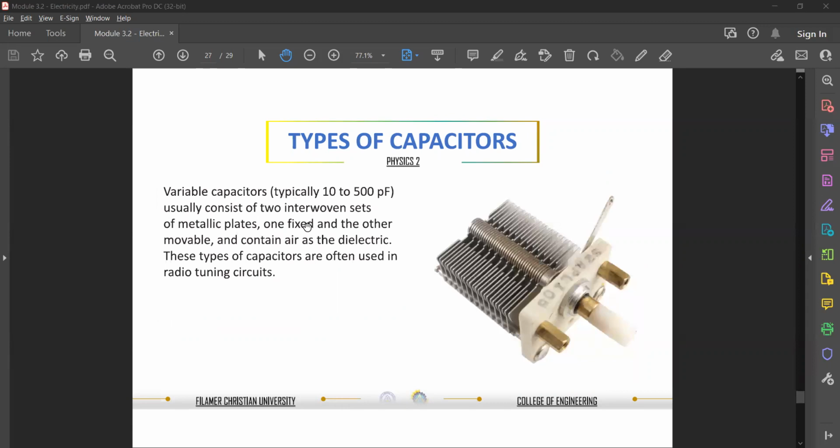So variable capacitors, ito yung isa pa sa mga example wherein ginagamit to into tuning, no? Tuning of frequencies. Mainly gumagamit ito yung mga radio. Okay, so this is typically from 10 to 500 picofarad.